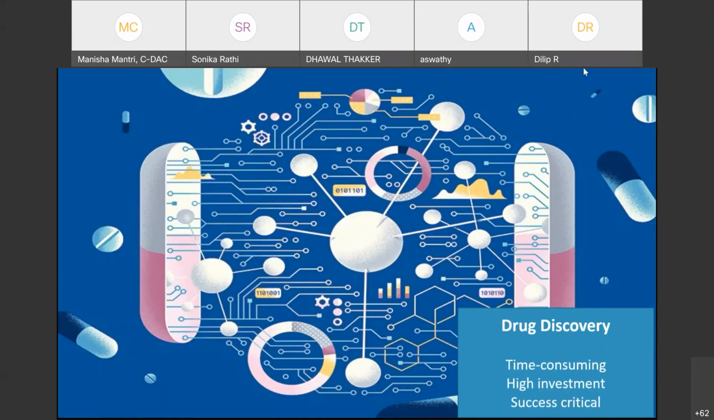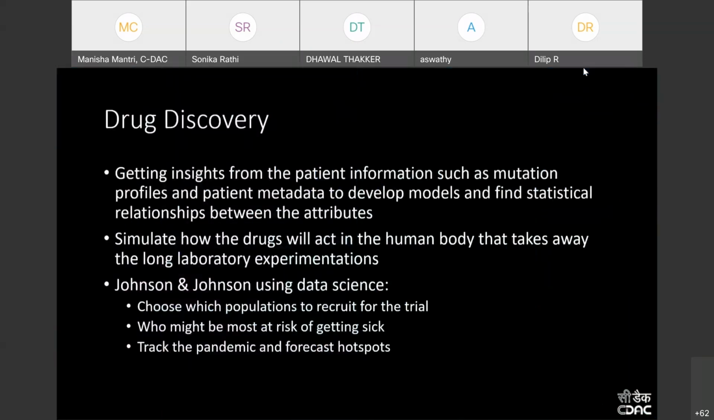I guess it's not the last, but a few more slides remaining. So the next field is drug discovery, and we all know its importance with the vaccinations getting created and developed for coronavirus. It's a time-consuming, high investment, and success-critical field, and it's very important to work on. So how can data science play a role in drug discovery?